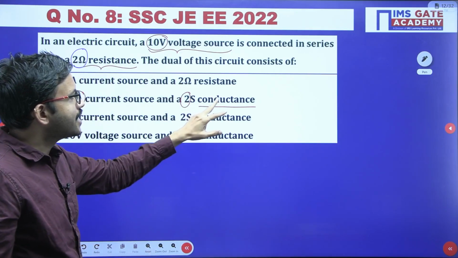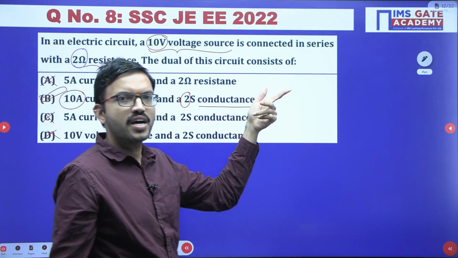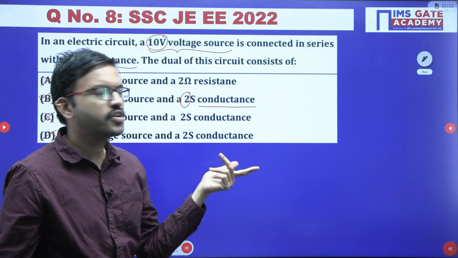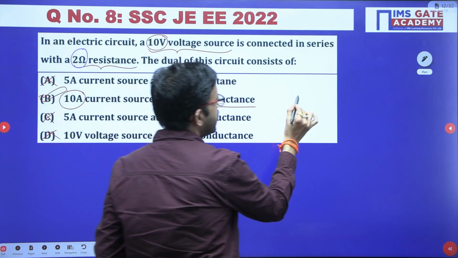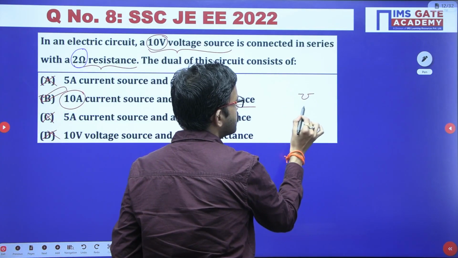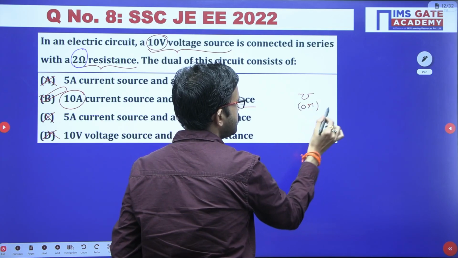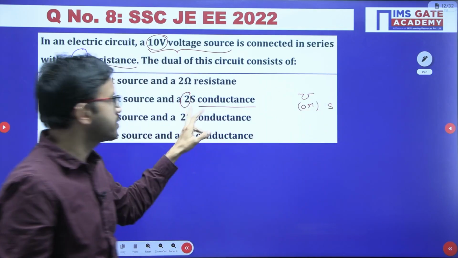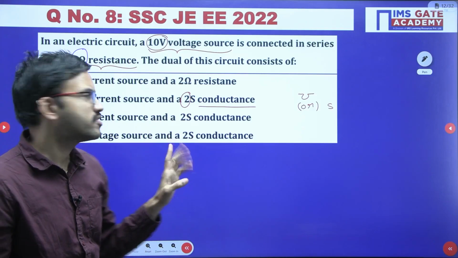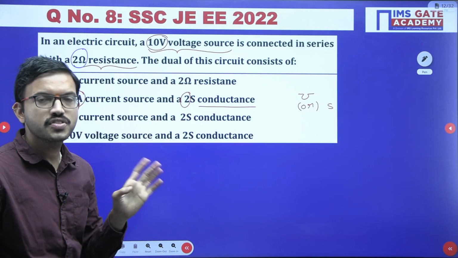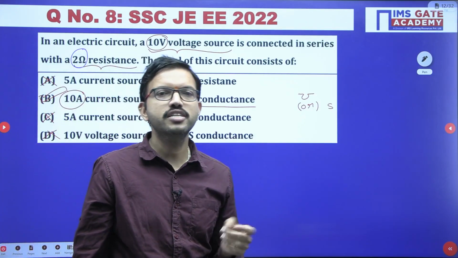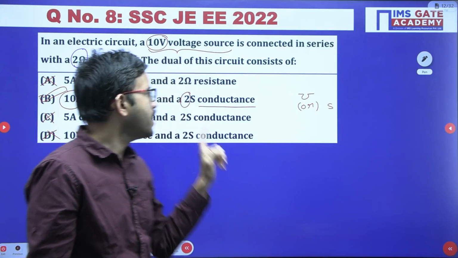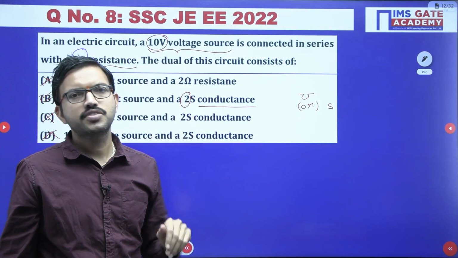But the conductance units are what? Mho, or reciprocal of resistance. So here the units are mho, or you can say Siemens, regarding conductance. I hope it is clear for everyone. Anyway, in this question there is no confusion, but if in any question they have given choices like that, at that time you should avoid that kind of silly mistake.